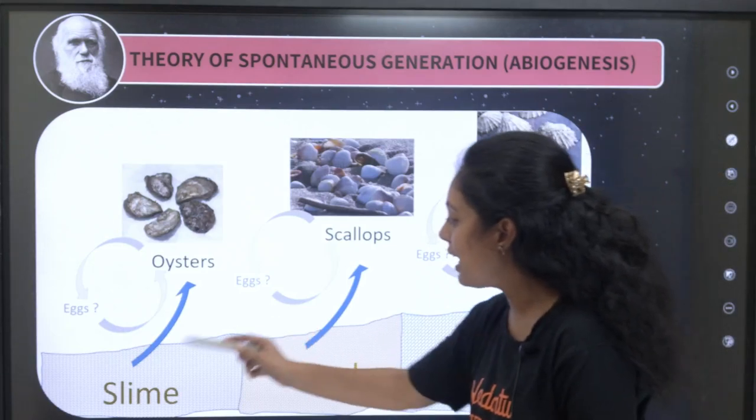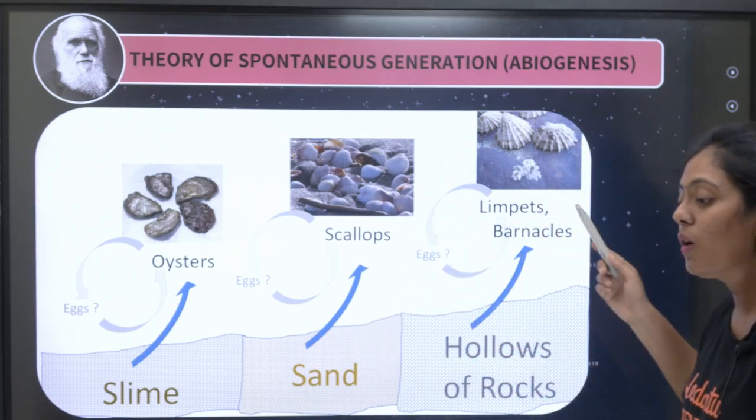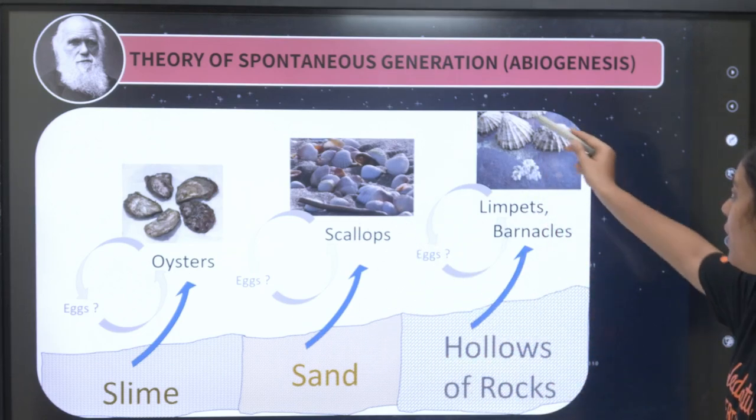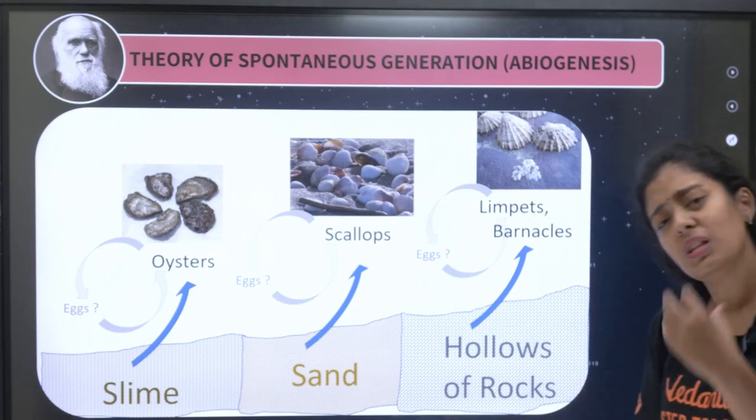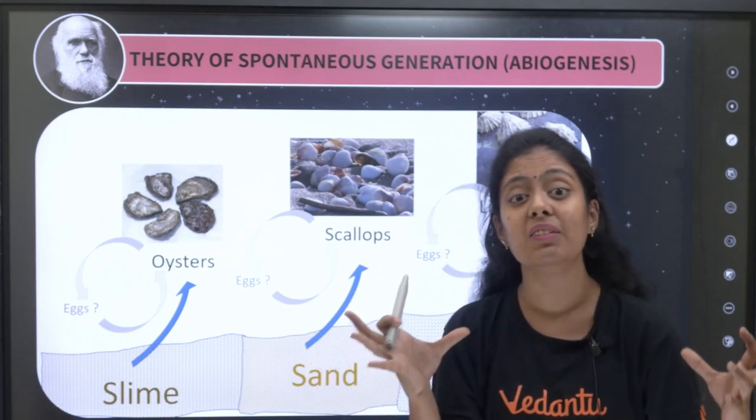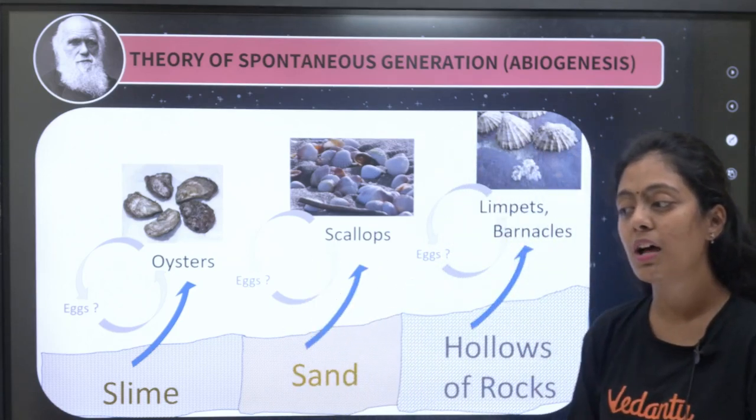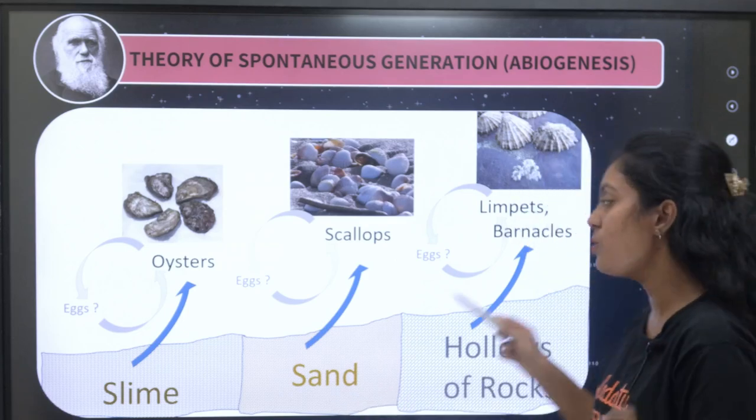In the slime, then the oysters on the tree, sand, then the scallops on the tree, hollows of rock, then you had all this mollusca coming out. So they started thinking in that way. From the non-living thing to the living thing, that is spontaneous generation, or abiogenesis.